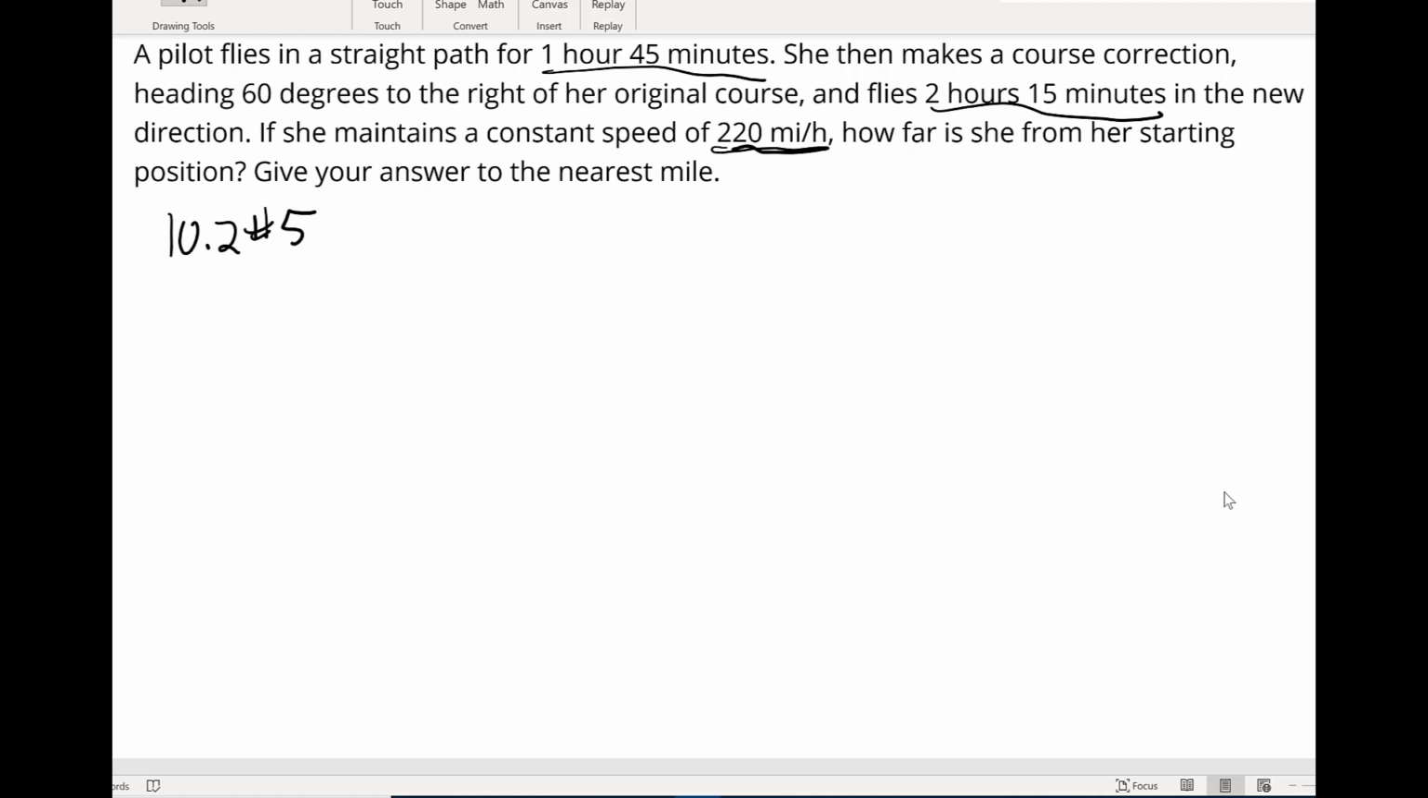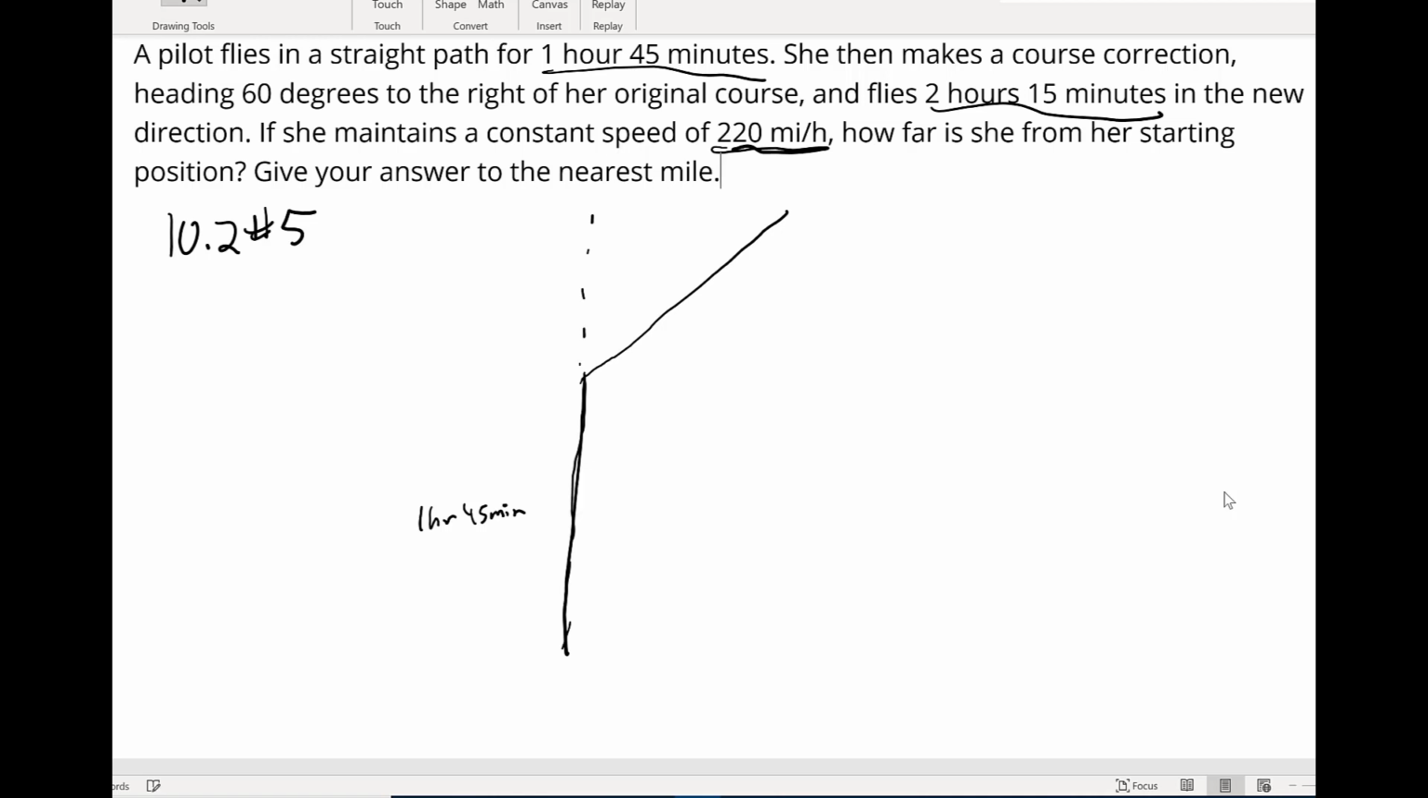From a starting position, how far is she from her starting position? Give your answer to the nearest mile. So I'm going to draw a little picture, and it really doesn't matter which way you orient this. I'm just going to go vertical. So she's going vertical for so long. This is the 1 hour 45 minutes portion, and then she goes 60 degrees to the right.